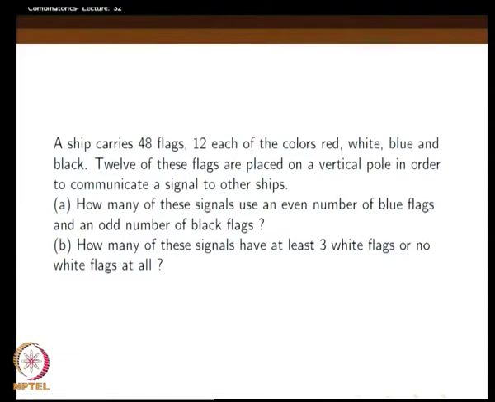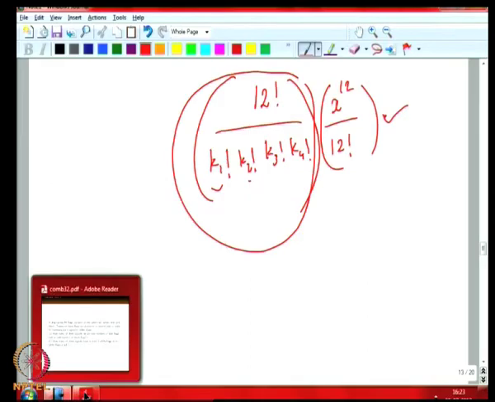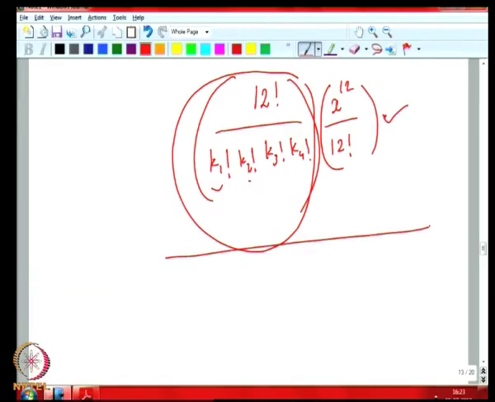different question. How many of these signals use an even number of blue flags and an odd number of black flags? It's a little tricky question. How many of these signals use an even number of blue flags, an odd number of black flags? Now we are not allowing, for blue and black, all possible numbers.